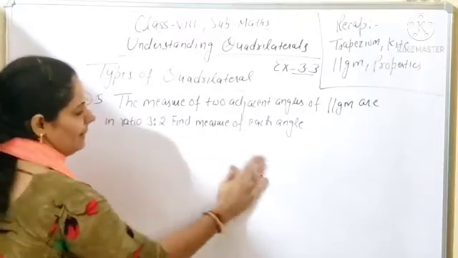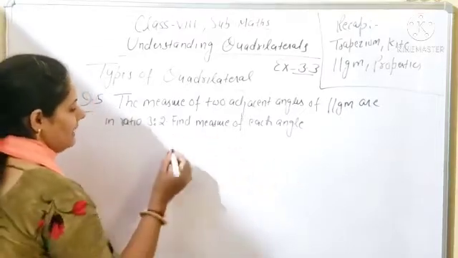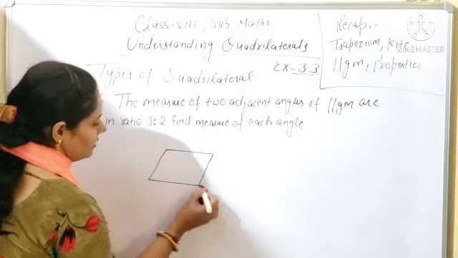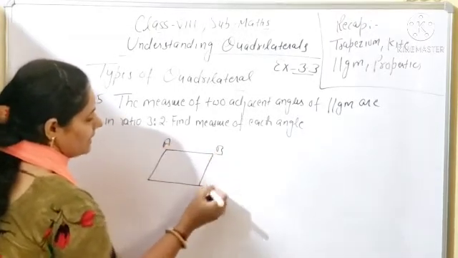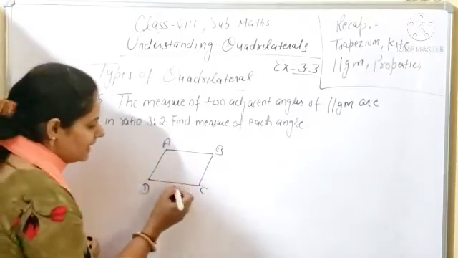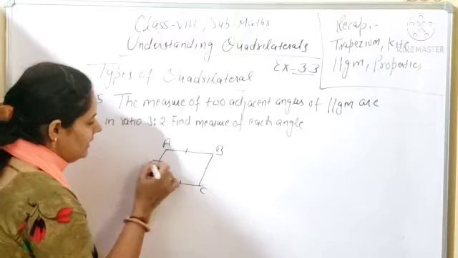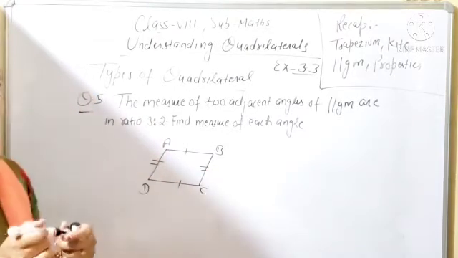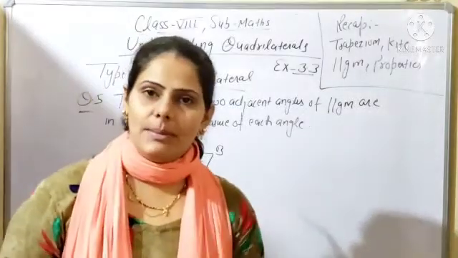Parallelogram means, beta, parallel sides. Simply you can say it is a quadrilateral where both pairs of opposite sides are parallel. ABCD is also a type of quadrilateral where four sides are given. This side is parallel to this side and this side is parallel to this side. After that I have told about the properties of parallelogram.